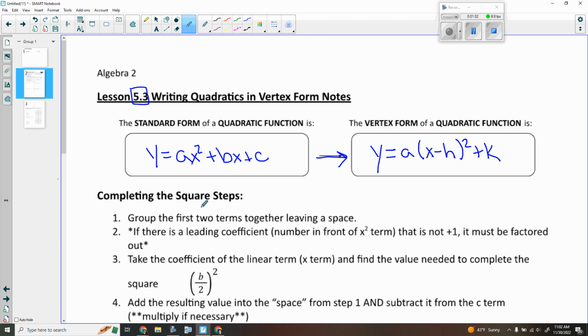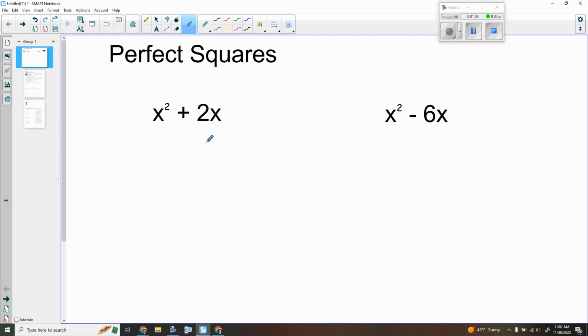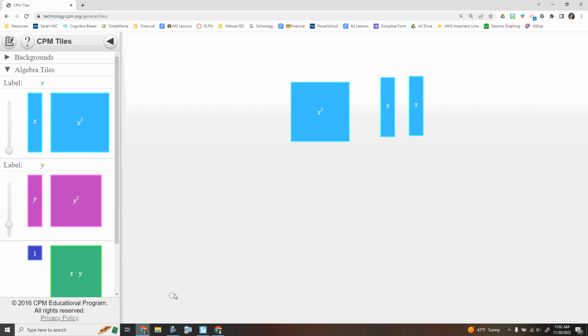So what we are going to be doing is what's called completing the square. Before we get to that, I want to make sure we understand what perfect squares mean. Remember from geometry, a perfect square is where all sides are of equal length and, being more technical, 90-degree angles. If we have, say, this quadratic of x squared plus 2x, let me go to some tiles over here.